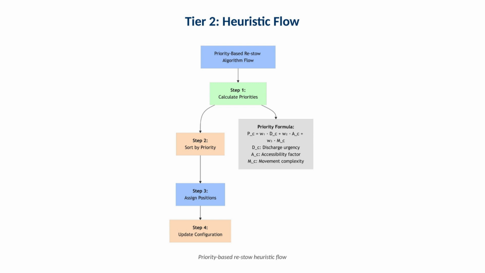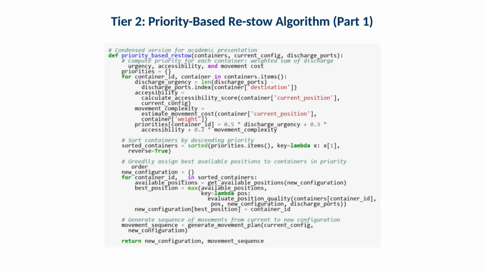This figure summarizes the loop of scoring, selecting, assigning, and updating the configuration. The key message is that the heuristic is an iterative construction process rather than a single static rule. This code slide shows how the method computes priority and then greedily assigns containers to the best available positions. The important operational detail is that the assignment is guided by a position quality evaluation that reflects discharge order and feasibility.